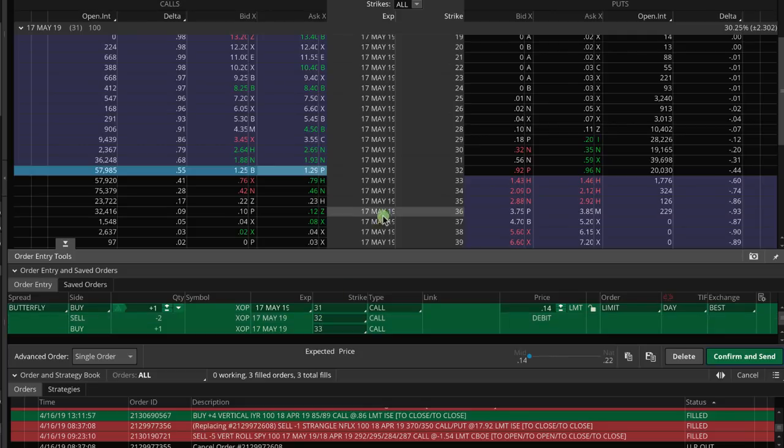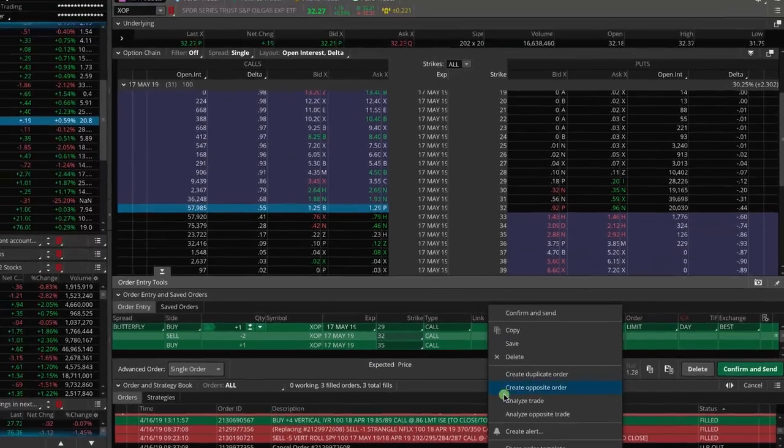Now we'd like to move those. When we trade a butterfly, we like to get those wings outside the expected move, which is shown in the upper right hand corner here in TOS. It's about $2.30, the expected move over the next 31 days. And so in this case, we like to put the wings outside that. So for this example, let's just make those 3 points wide. So we'll make the strike below the 29 and the strike above the 35. So we're 3 points wide on both sides.